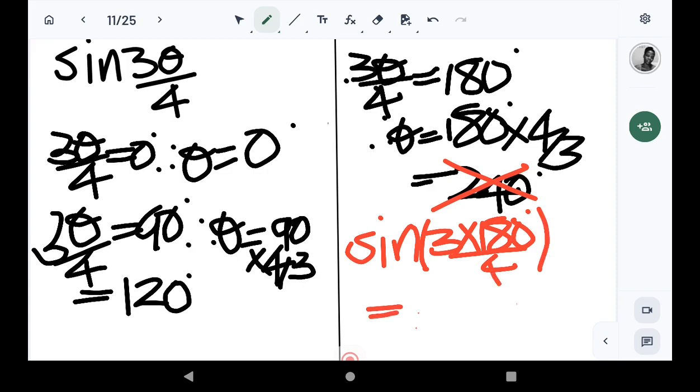That will give us sine of 3 times 180 divided by 4, which equals 0.707, and so on and so forth. Now let's plot. So the points are 0, 0, then 120 with a maximum of 1, and 0.707 at 180.